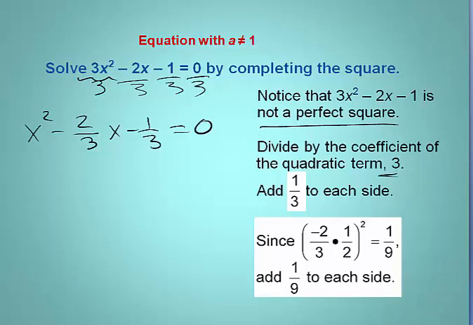So the next thing, we don't have a perfect square. So what that means is we take that constant to the right-hand side. So we have x squared minus 2/3x, which is equal to 1/3.